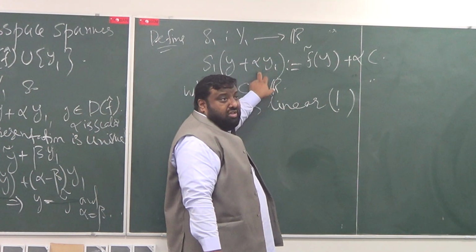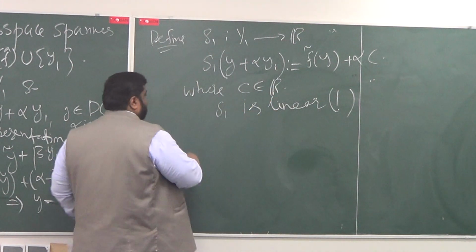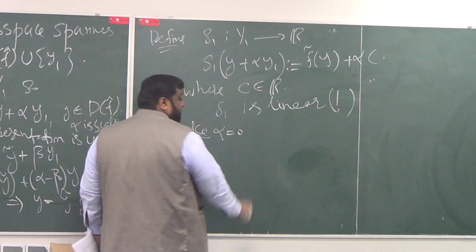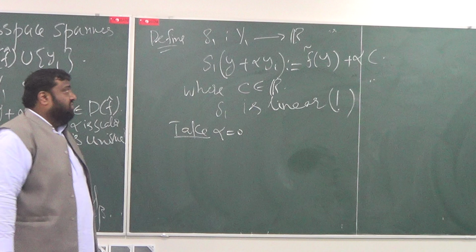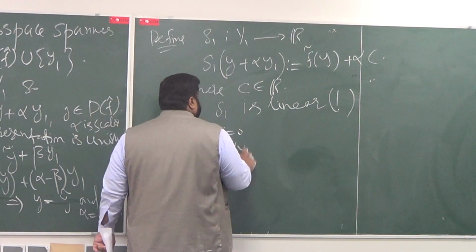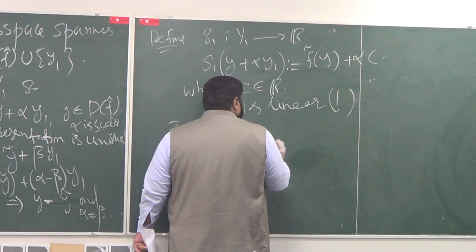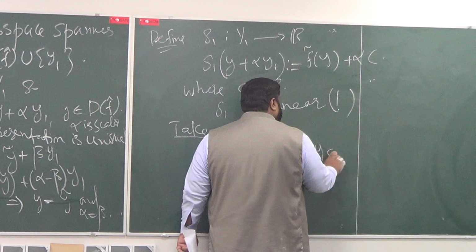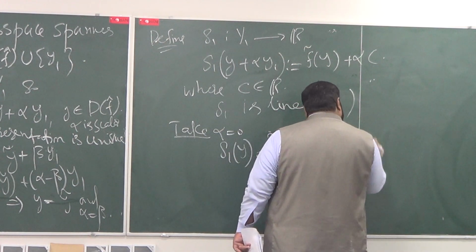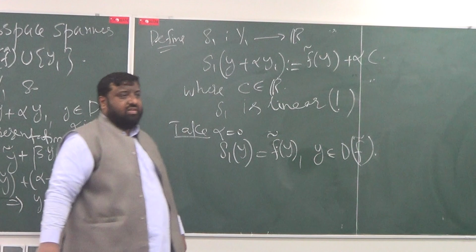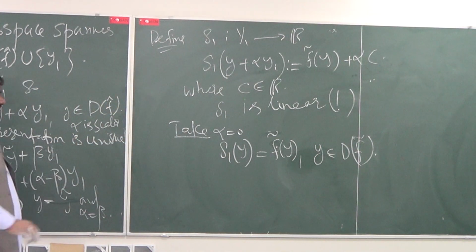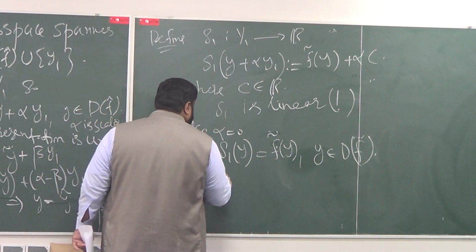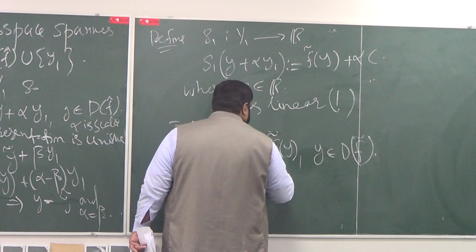Can I take alpha to be 0? Take alpha to be 0. So if alpha is 0, what does it mean? It means that g1 of y is the same as f tilde of y, and don't forget that y is from the domain of f tilde. So what does this show? This shows that g1 is a linear extension of f tilde.